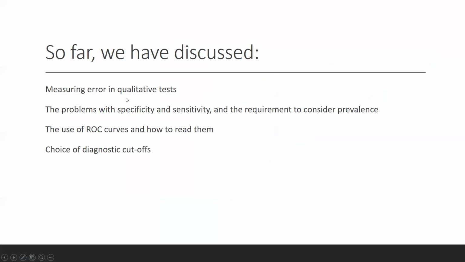So far, we've discussed measuring error in qualitative tests, the problems with specificity and sensitivity and the requirement to consider prevalence, the use of ROC curves and how to read them, and choice of diagnostic cutoff.